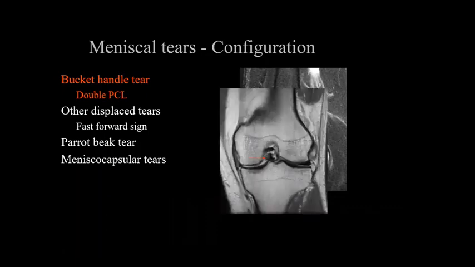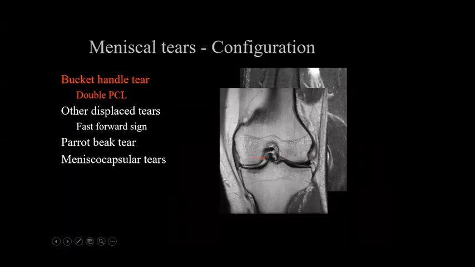And you can also see the double PCL sign on the coronal plane, as in this patient here, for example. You look at the coronal proton density sequence, and it looks like you have two PCL ligaments, but in fact, it's actually a displaced bucket handle fragment.